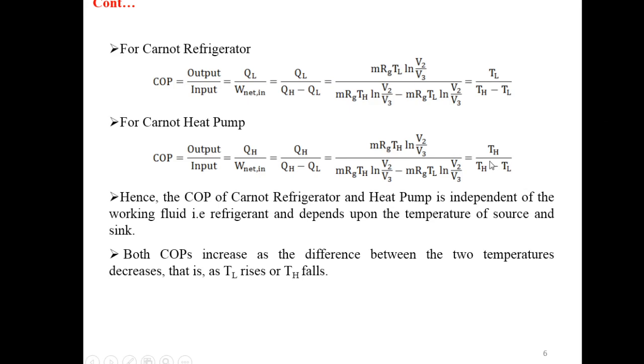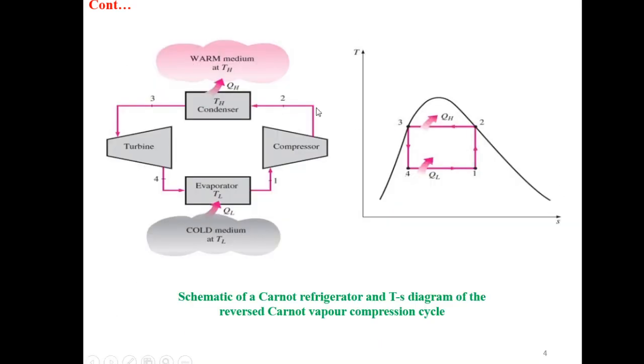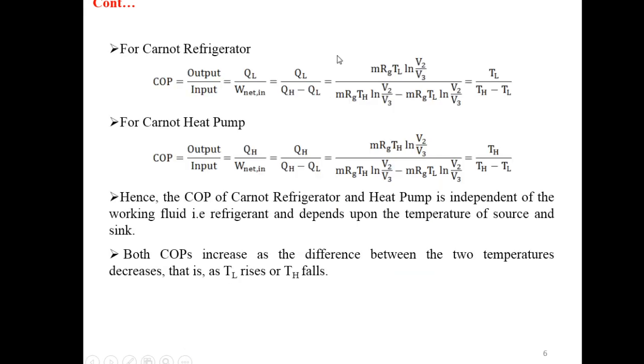For Carnot heat pump, the value of the COP will be, in case of heat pump, our output is heating. So our output in this case is QH. So output upon input, QH divided by W net in, QH divided by QH minus QL. Putting the value of QH and QL, you get this relation. Cancelling the common term, we will get TH divided by TH minus TL. High temperature divided by high temperature minus lower temperature.